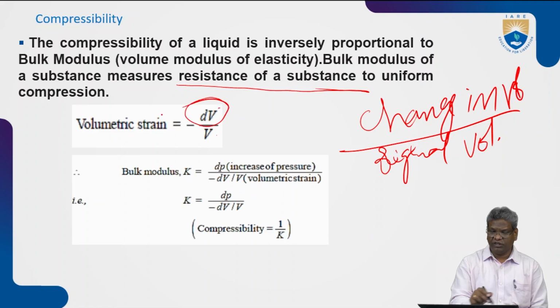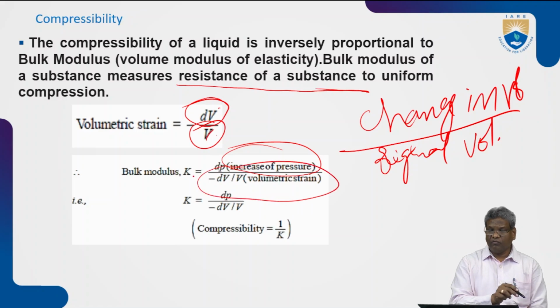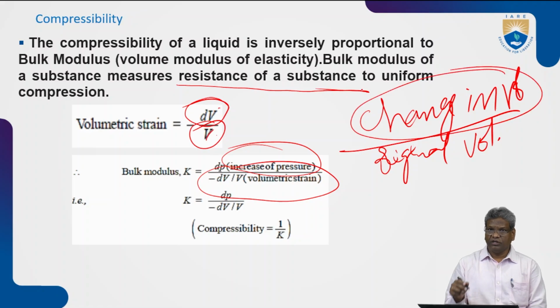Change in volume is dV. The original volume is V. So volumetric strain is the ratio of change in volume to original volume, and it also has a negative sign. Bulk modulus K is the ratio of increase of pressure. By applying some pressure, there will be a change in the volume, so volumetric strain takes place. So bulk modulus is the increase of pressure divided by volumetric strain.